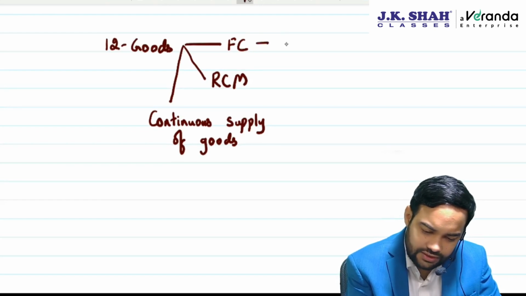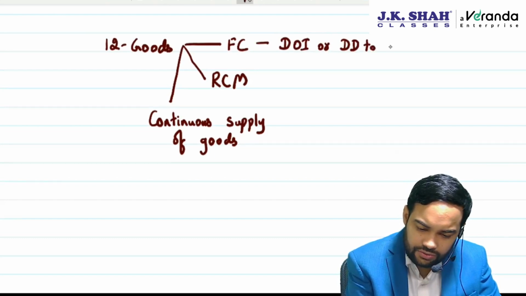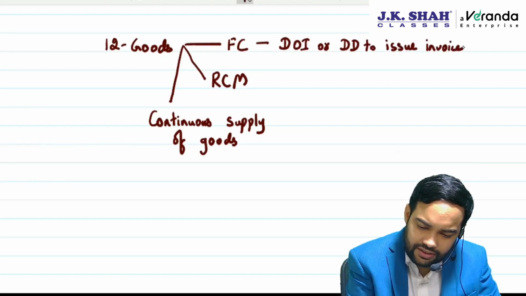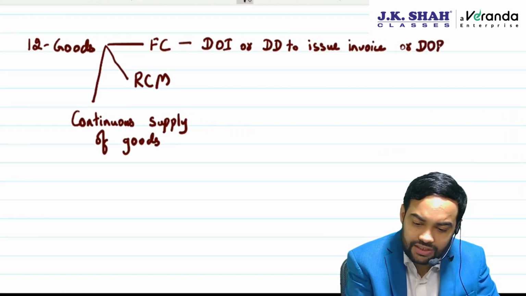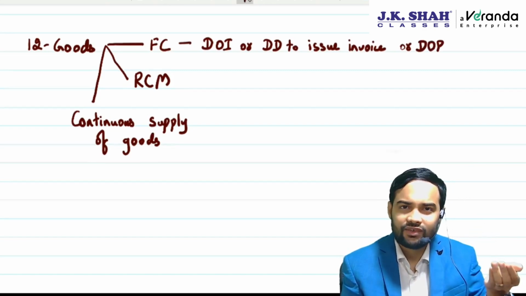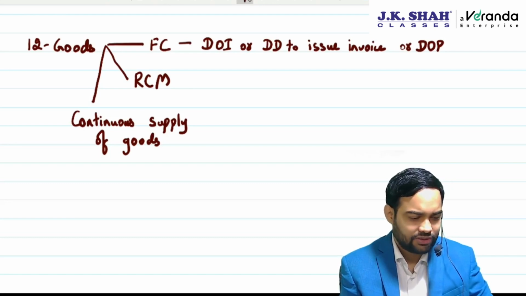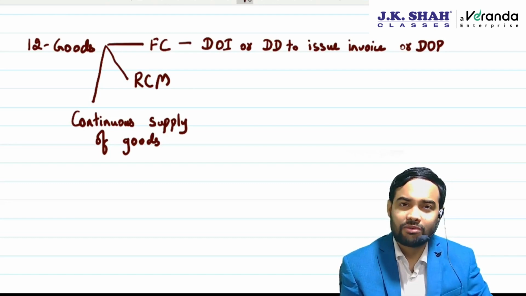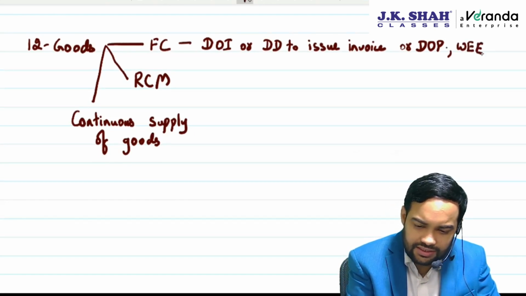In forward charge, the time of supply is invoice date or due date to issue invoice, and there was a date of payment here, which is date of receipt of payment. Why are we saying date of receipt of payment? Because in forward charge, who is responsible to pay the tax? The supplier is responsible to pay the tax, and hence we are talking about date of receipt of payment. And then obviously whichever is earlier.